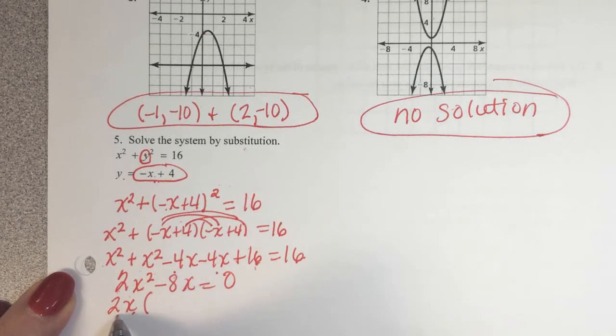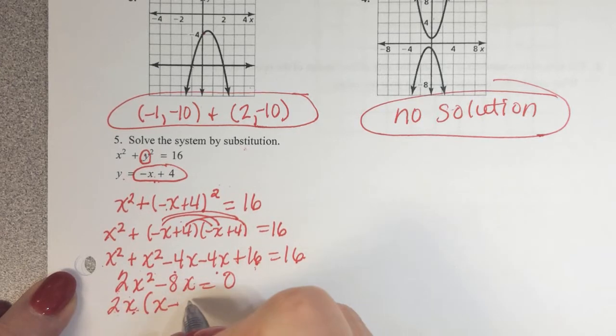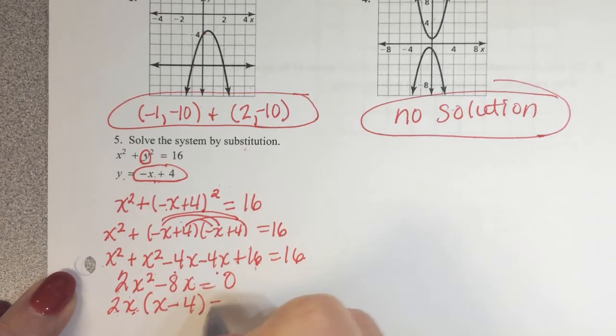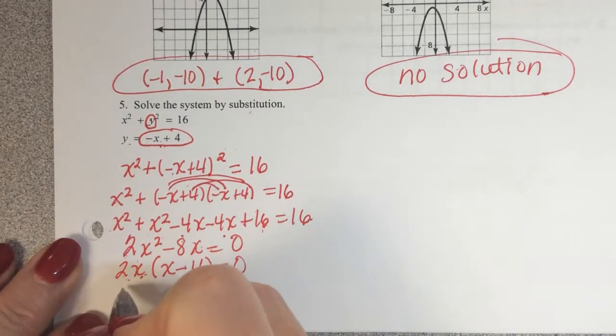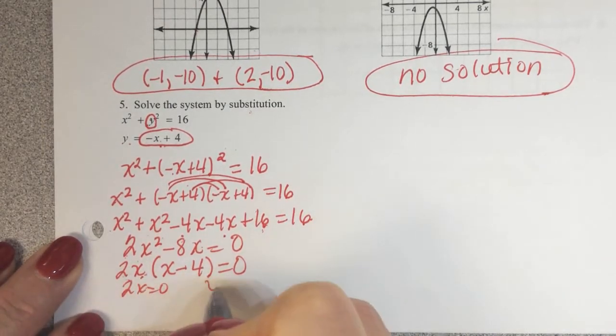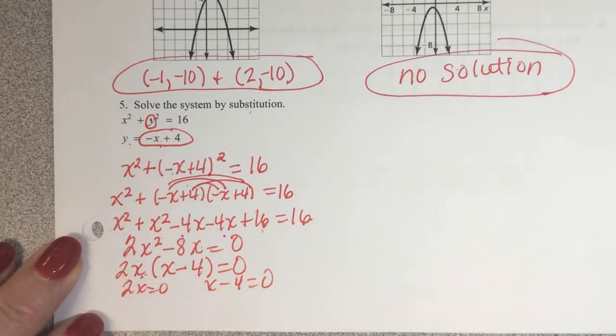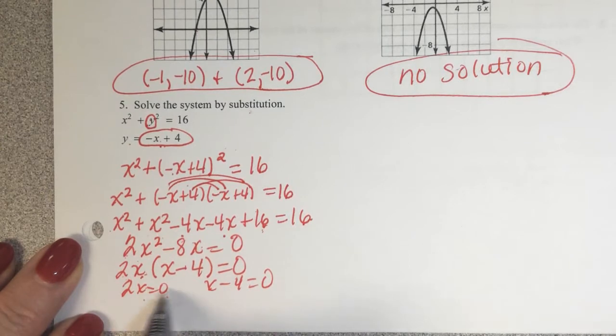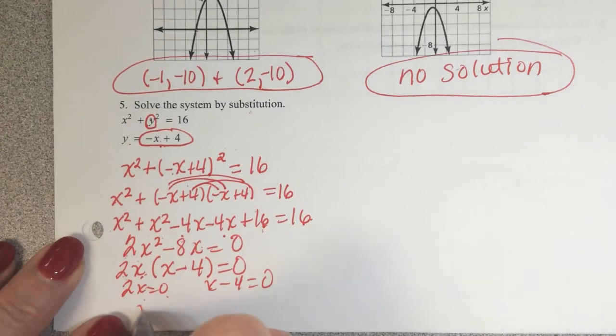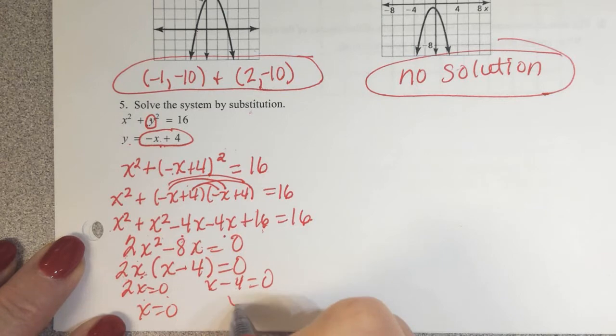So what's 2x squared divided by 2x? X minus, what's 8x divided by 2x? 4. Okay? So when I say divide it, I can divide them, but I'm just not going to divide and get rid of it. Okay, so now I've got two factors. So 2x equals 0, x minus 4 is 0. And so what is going to be the solution to this one then? Just 0. And what's the solution here?